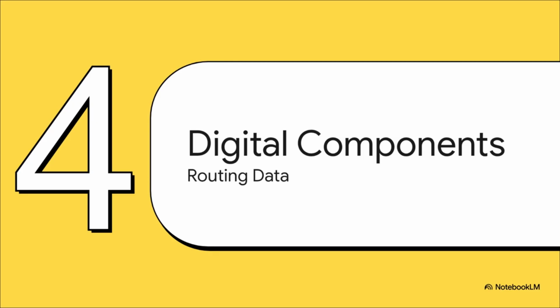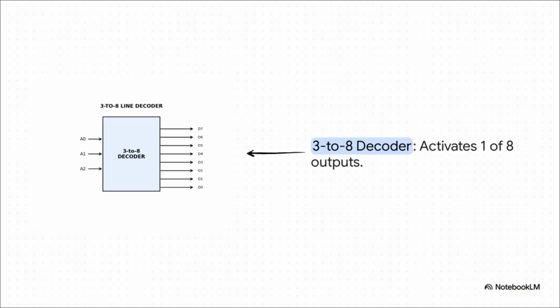On to section 4, routing with digital components. Okay, so we can do math and we have memory. Awesome. Now we need to package these concepts into pre-built, integrated circuit chips to route our data around the computer. This is where you'll hear terms like SSI, MSI, LSI, and VLSI, which just refers to how many microscopic gates are crammed onto a single chip.